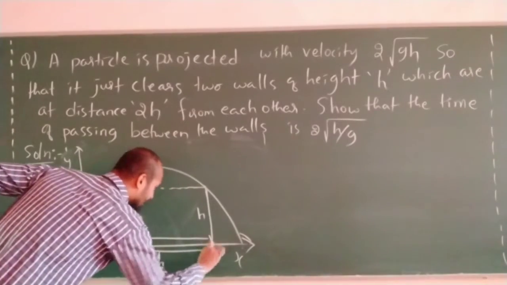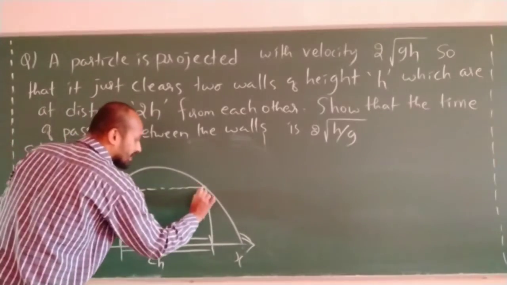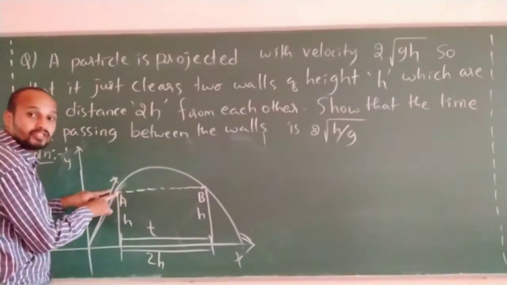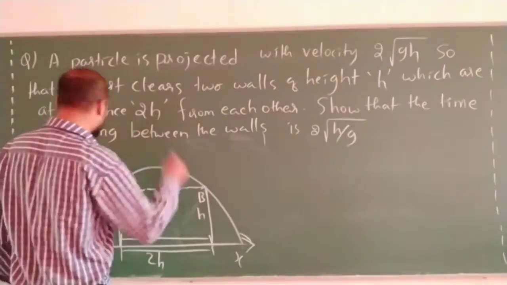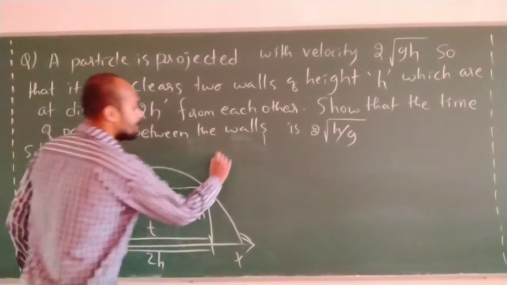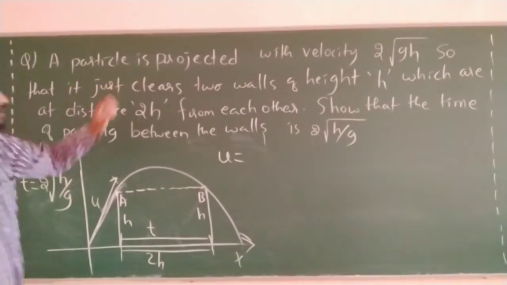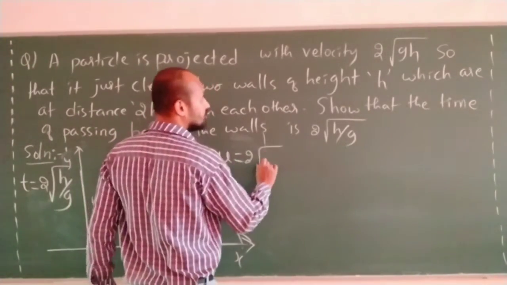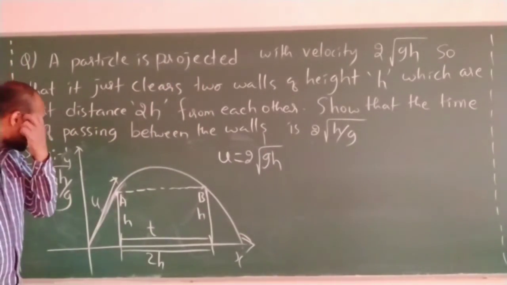If I take the time between, let us take this point A, this point B. Time taken by the projectile to travel from point A to B is how much? T, which is given by how much? T is equal to, I must prove, 2 into root of h by g. What is the initial velocity in which the body is projected? He has given 2 into root of gh. How am I going to solve?